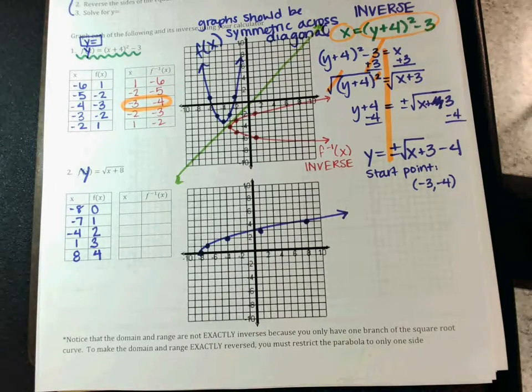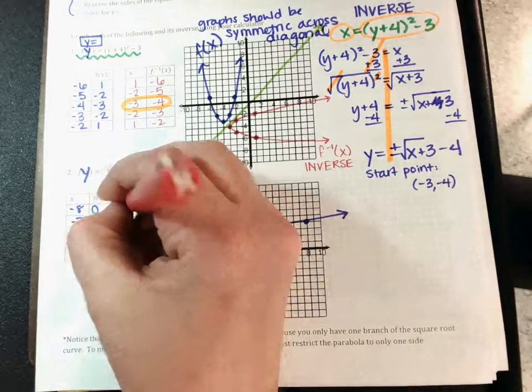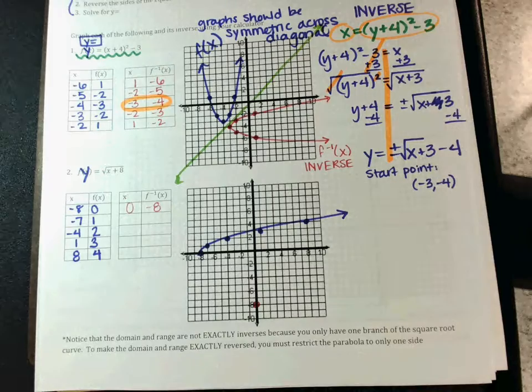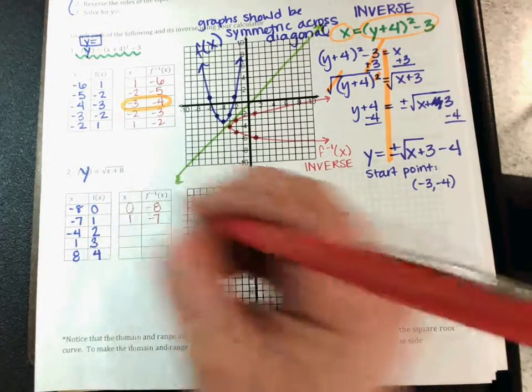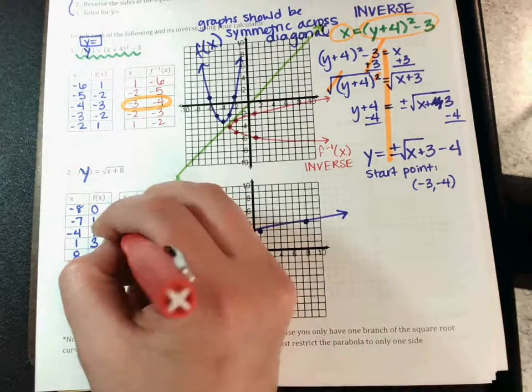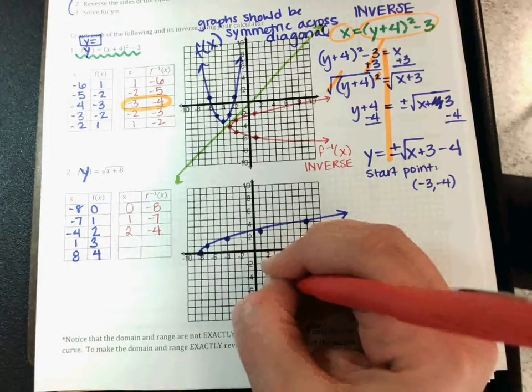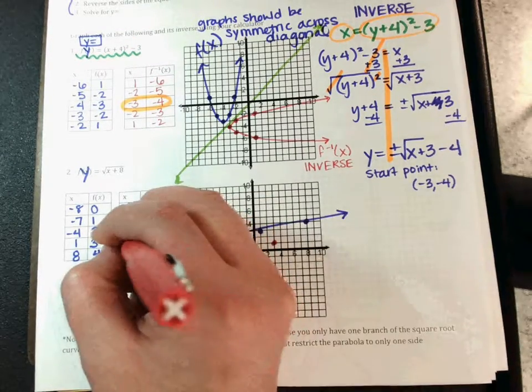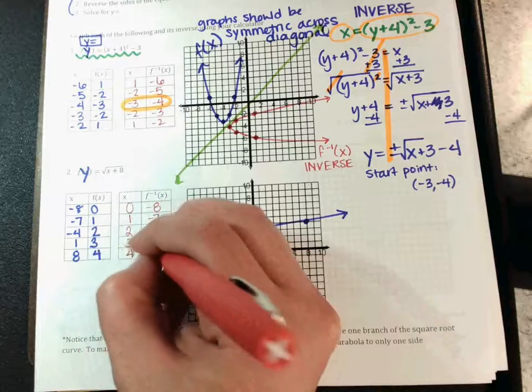Okay, now we're going to graph our inverse. So remember that your points are all reversed. So if it was a negative 8, 0, what is it now? 0, negative 8, that would be here. 1, negative 7. That would be here. Okay, 2, negative 4. 3, 1. And then 4, 8.